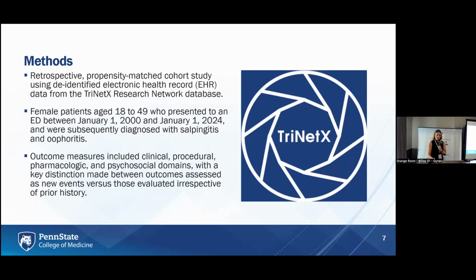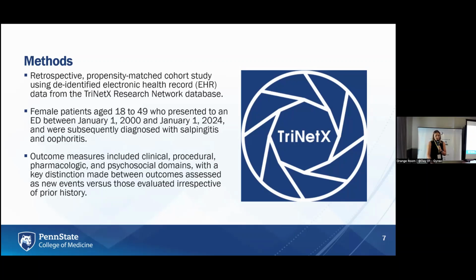The index event took place as the first occurrence of an ED visit associated with salpingitis and oophoritis, and that happened to be during the study period. All patients were required to have at least one subsequent clinical encounter to make sure that they had an active medical record within 5 years of the index event.